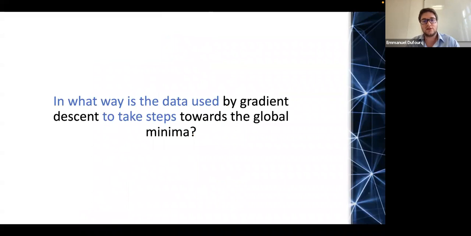But how do we use the data in such a way that we can apply gradient descent and move towards the global minimum? Global minima is a fancy word for saying the absolute minimum point in a landscape, in a function. So we want to go to the absolute minimum.